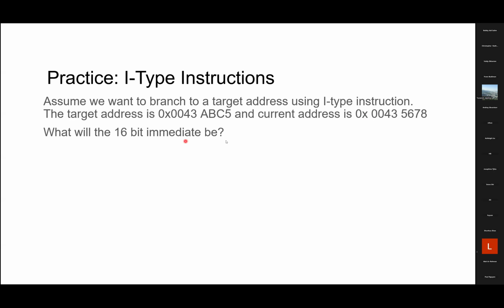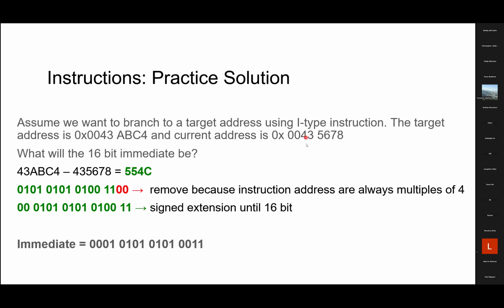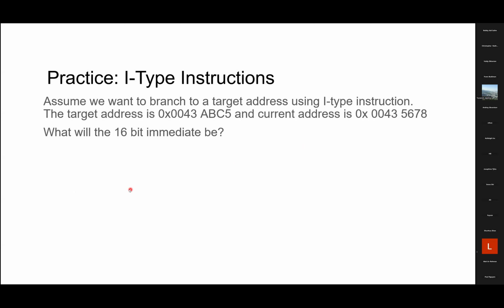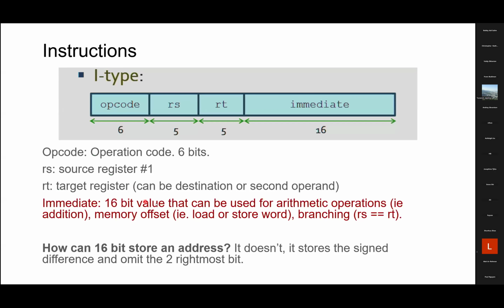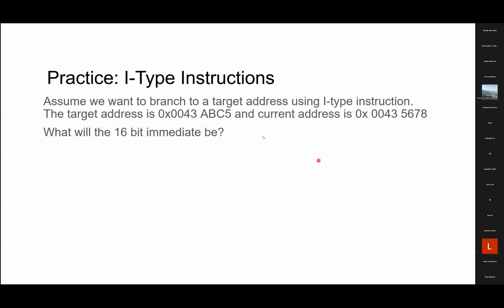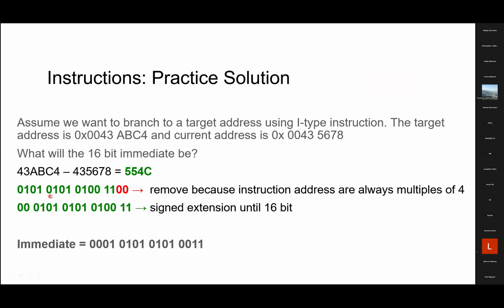All right, let's solve it together. First of all, we need to find the signed difference between your target and your current address. So first, you want to subtract 43ABC4 from 44356 78.